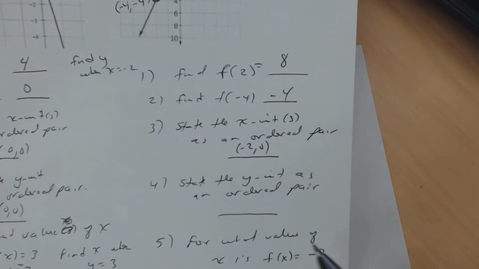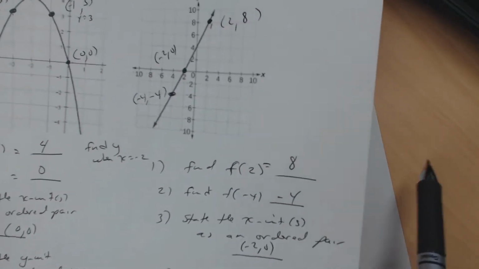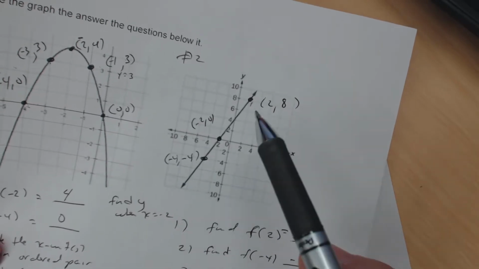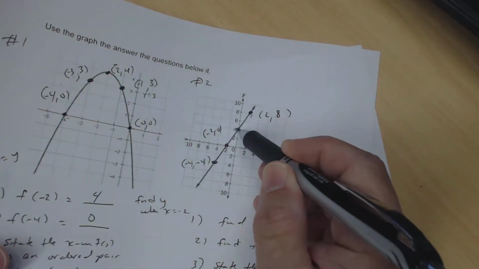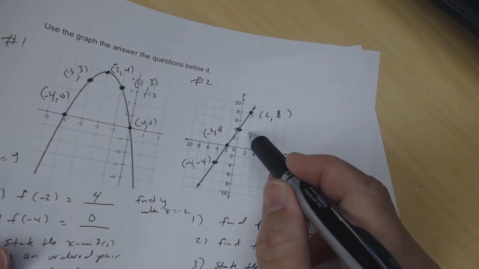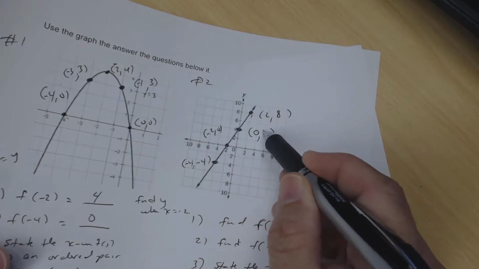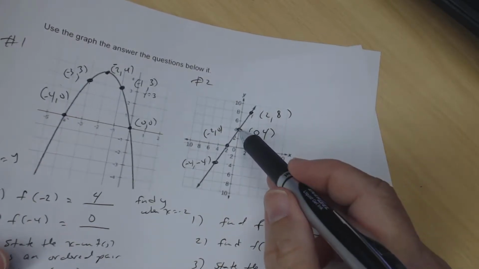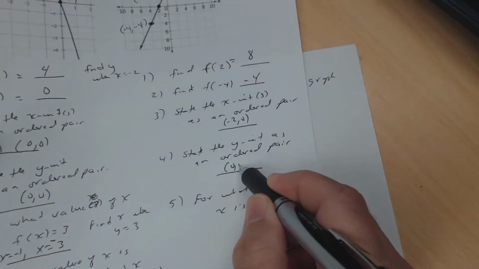All right, next one. Find the y-intercept as an ordered pair. So where does the graph cross the y-axis? Here's the y-axis. The graph crosses the y-axis at this point here. So this is the y-intercept right here. As an ordered pair, it is 0, 4. Not 4, 0. 4, 0 is here. This is 0, 4. So that goes here.